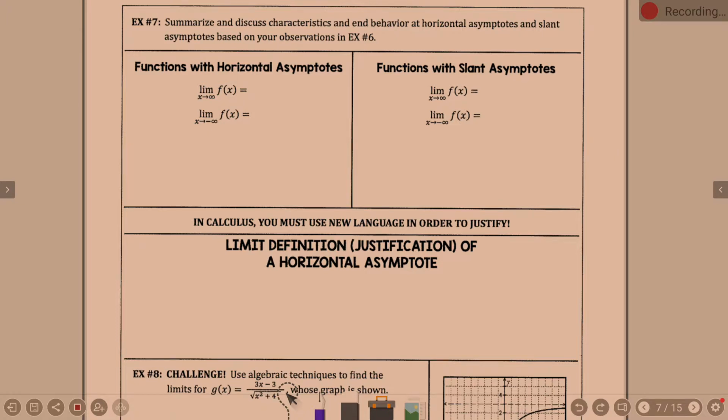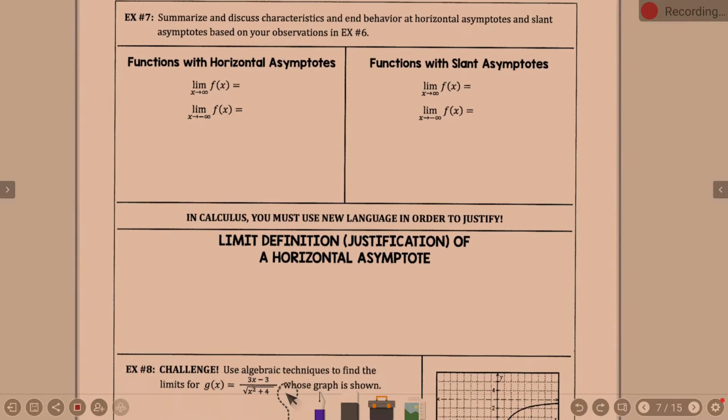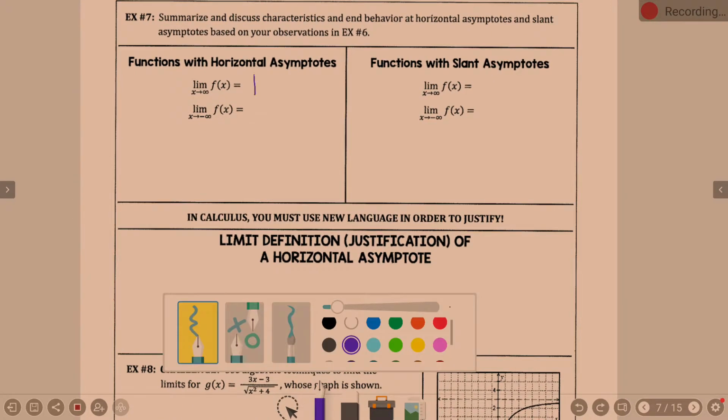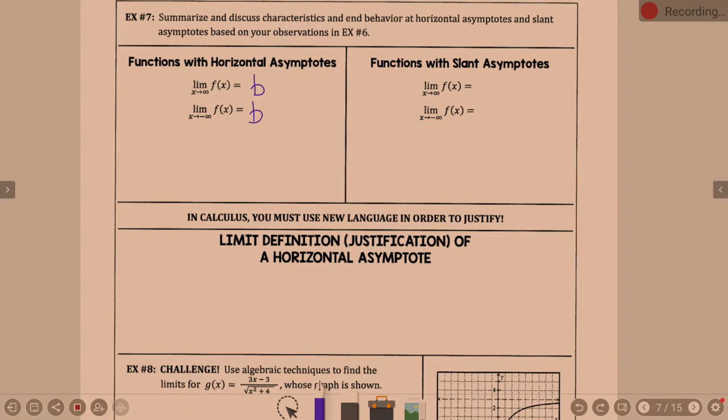And so if we look here, this is why I do this all ahead, so I quit making that silly mistake. If we talk about the fact that y equals b is a, I'm going to say HA, a horizontal asymptote of the graph.